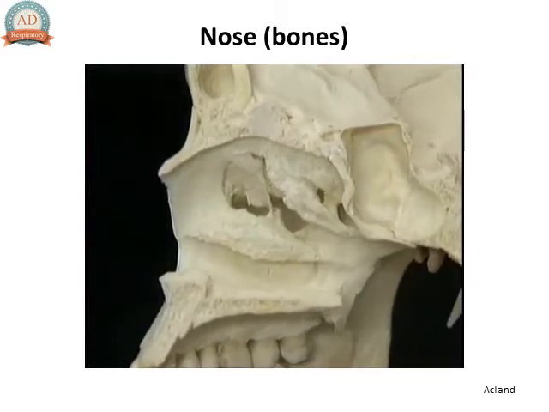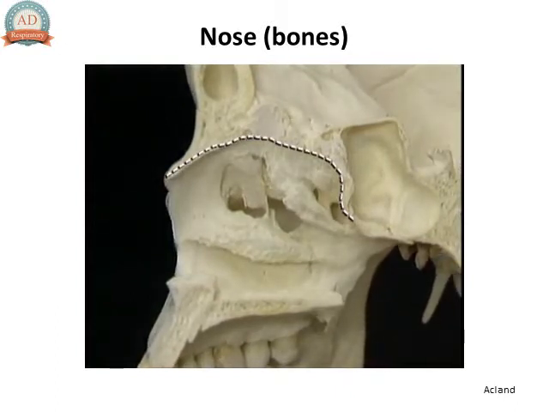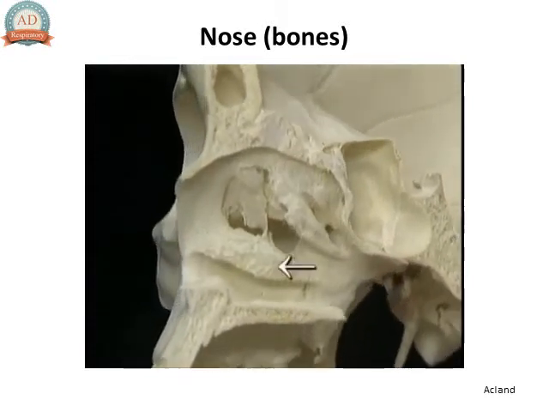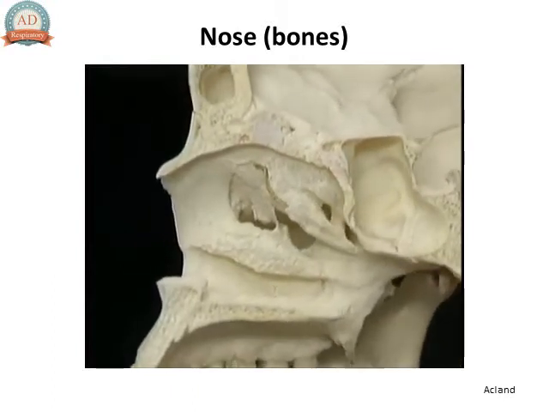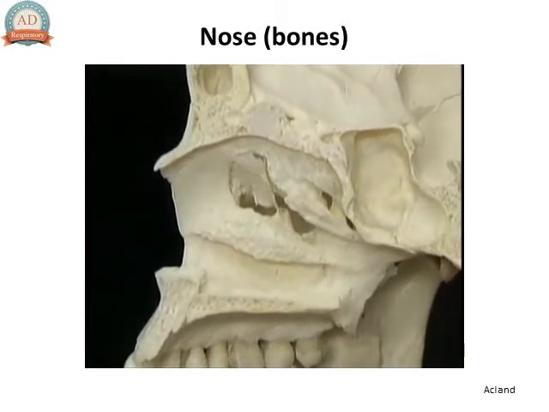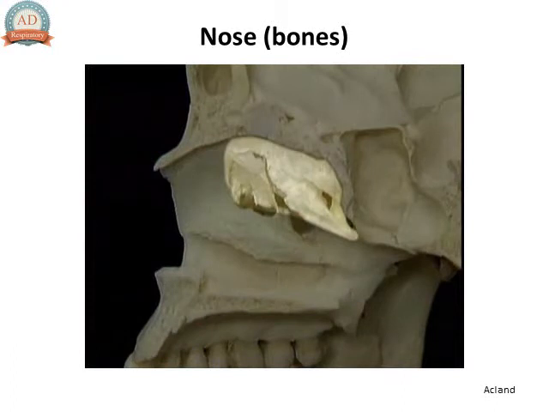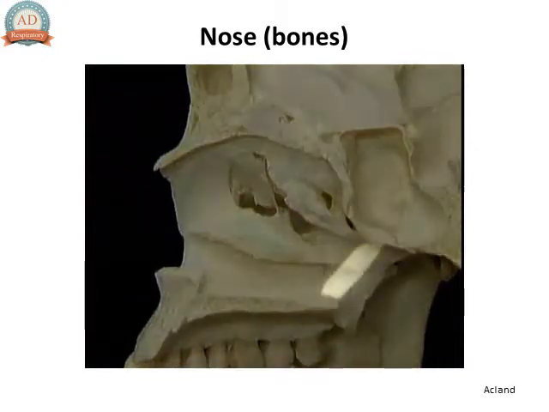The roof of the nasal cavity runs along this line, rising to its highest point along the length of the cribriform plate. Here are the conchae again, superior, middle, and inferior. There are several openings in the lateral wall of the nasal cavity. They're partly hidden by the conchae. We'll see them in a minute. The lateral wall of the nasal cavity is formed partly by the maxilla, partly by the ethmoid bone, and partly by the perpendicular part of the palatine bone.